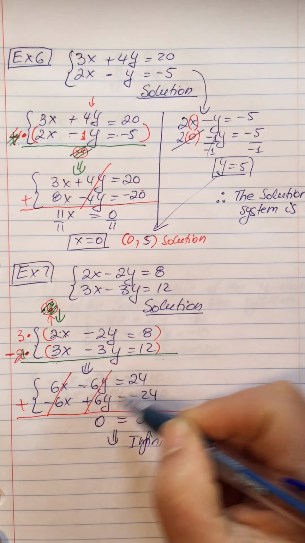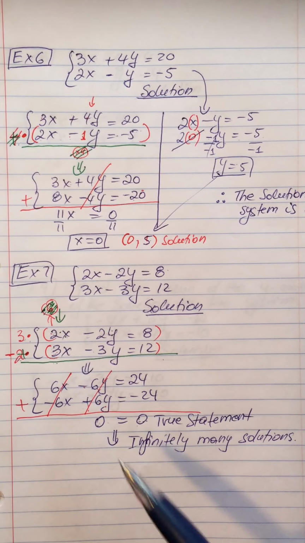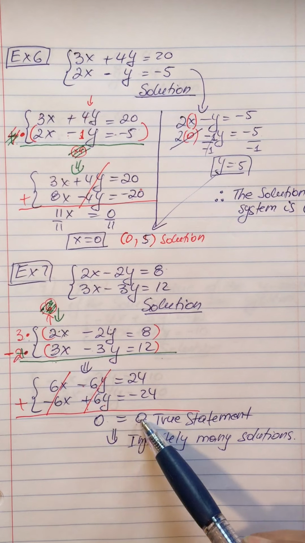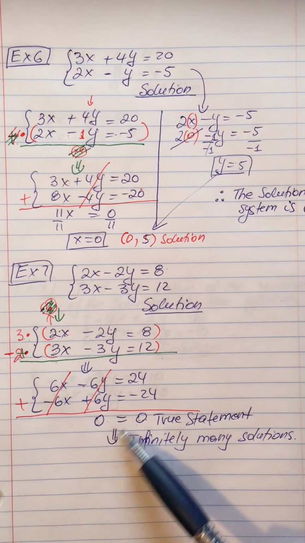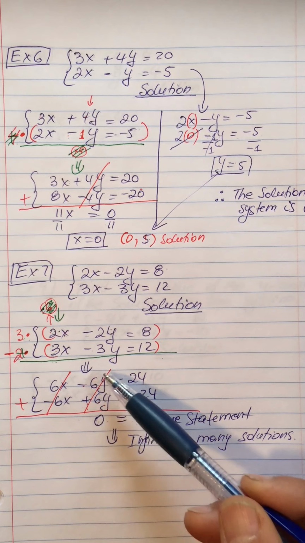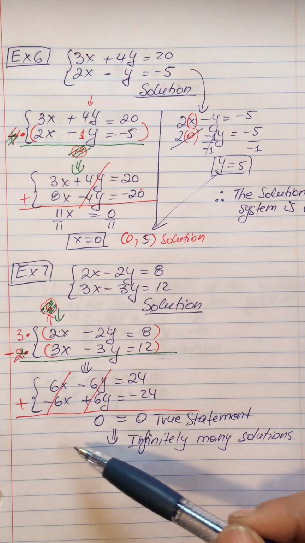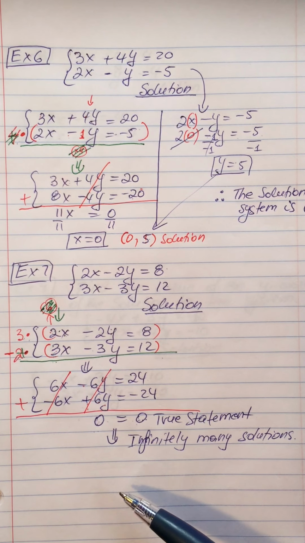So if x and y disappear from our work, this means that, compared to the other cases, where we were able to find a value for the variable that was left after elimination and immediately knew the system had only one solution.